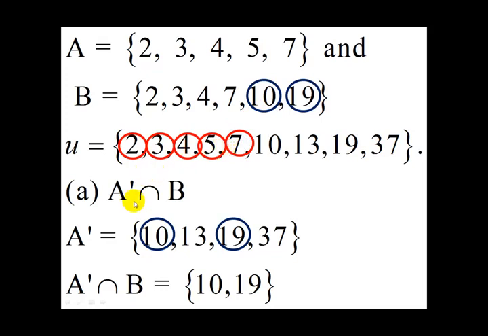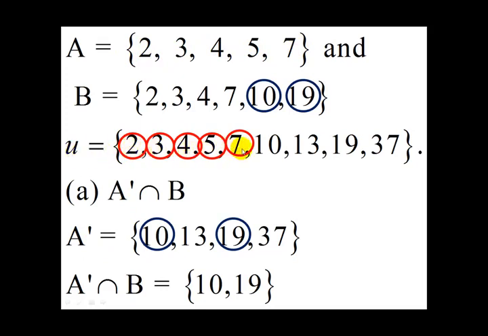Now, we are asked to find A complement intersection B. When we consider the elements of the set A, we have 2, 3, 4, 5, and 7. And this is the universal set. So A complement are elements that belong to the universal set, but do not belong to the set A. That is what we mean by A complement. When we look at the elements of the set A, we have 2, 3, 4, 5, and 7. And these are the elements that are circled in the universal set.